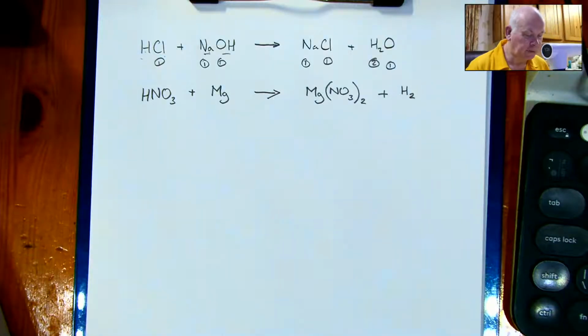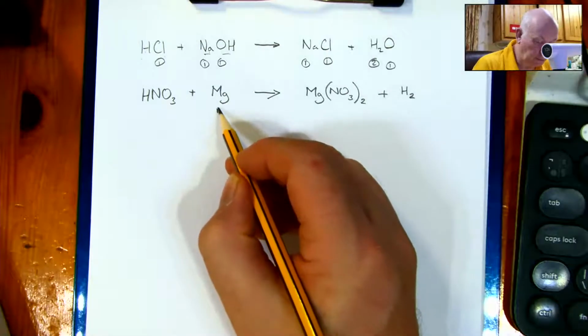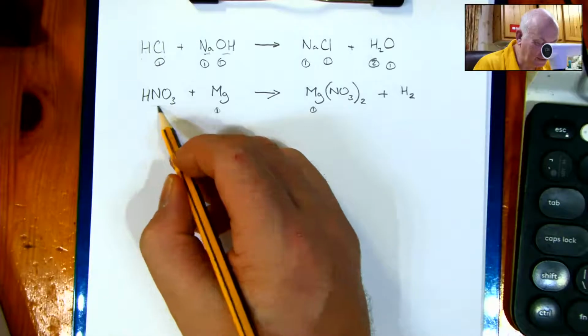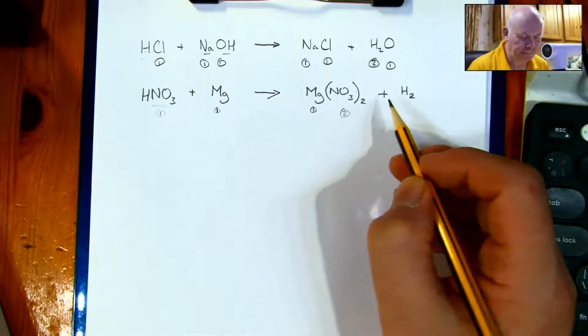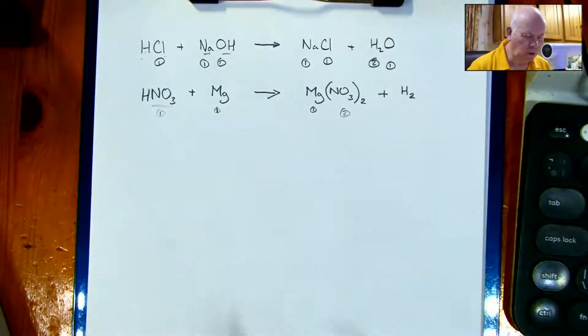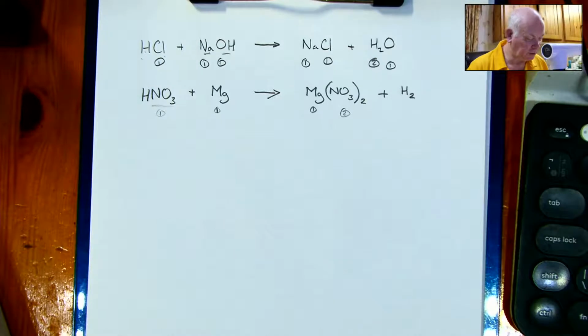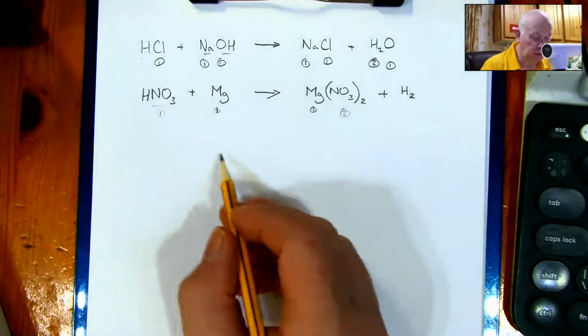Now, let's see how this balances. Well, I've got one magnesium on this side, one on this side. We've got one nitrate group on this side, but oh dear, look, we've got two on here. So it's not going to work. It's not going to balance. So let's see if we can find a nice, easy way of trying to balance this equation.